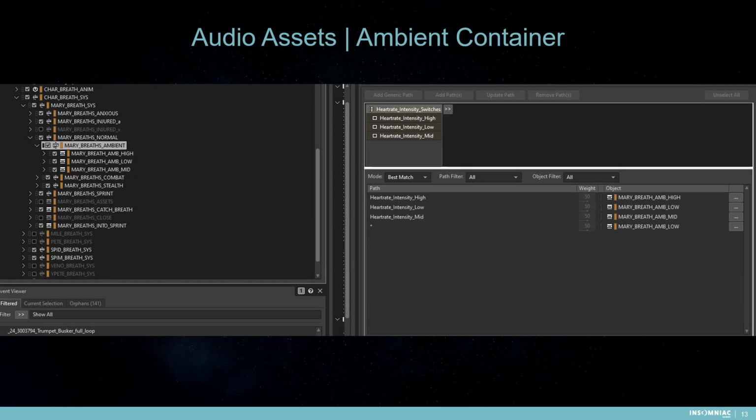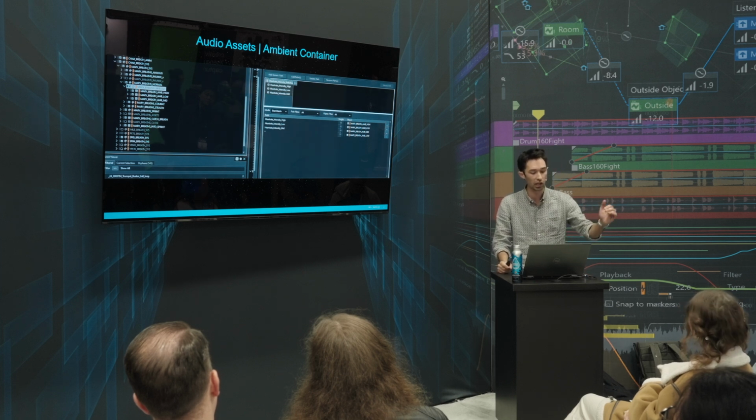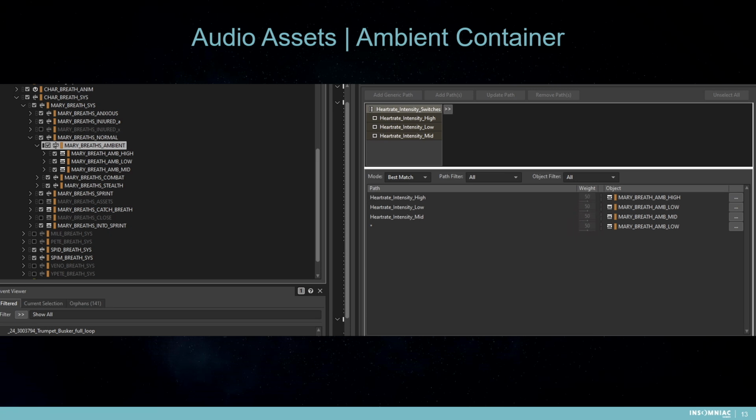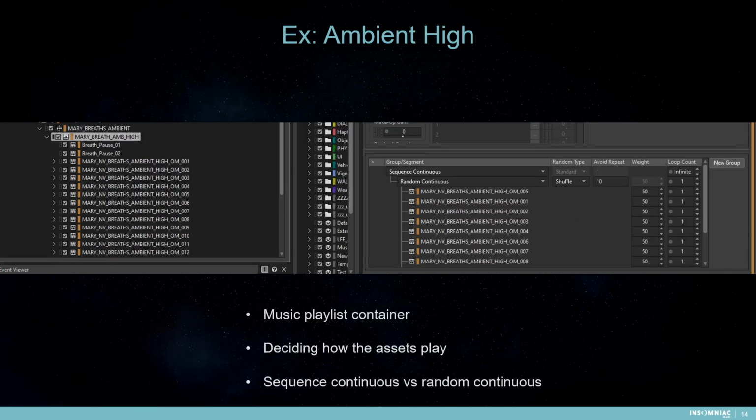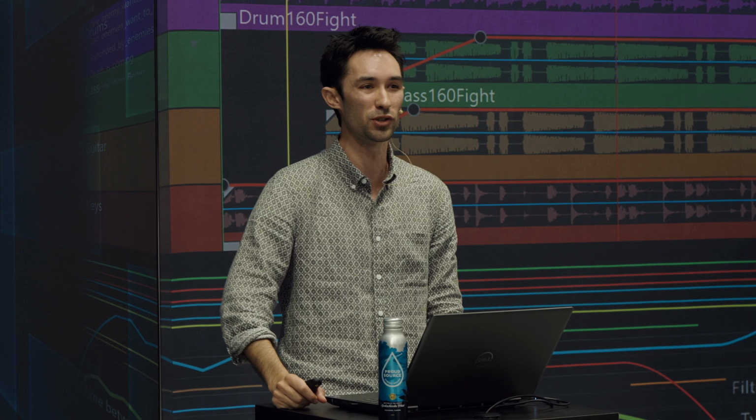So now let's go into the audio assets. We're going really granular here. And just to recap for a second what we're doing here, we're now in her ambient container. She has 3 music playlist containers inside the ambient container, high, low, mid. We're attaching them to her breath intensities. Inside the ambient high music playlist container, we have a couple things going on. So one, we're playing her breaths in a continuous sequence that loops indefinitely until the end of time, until you switch to another state or another type of breathing.